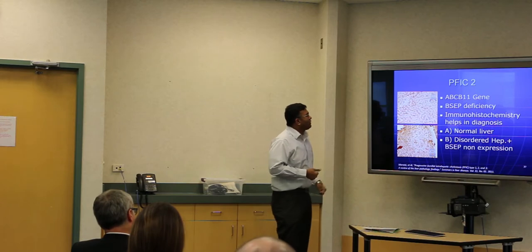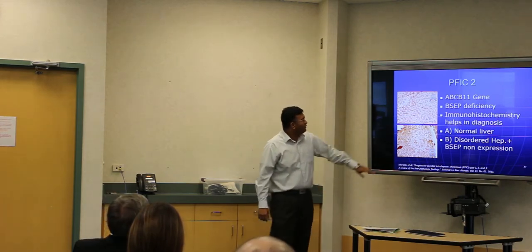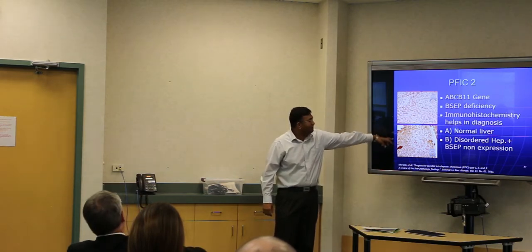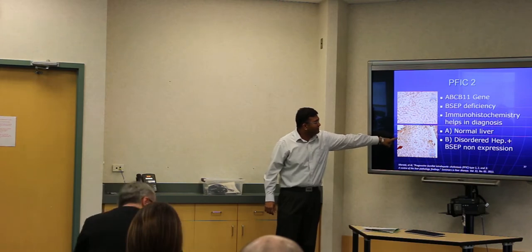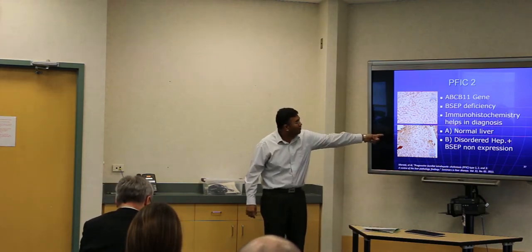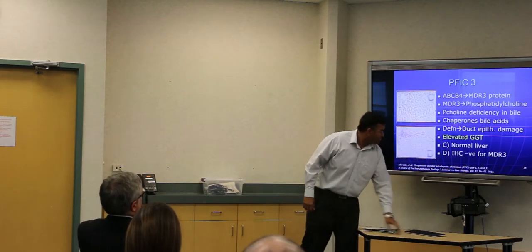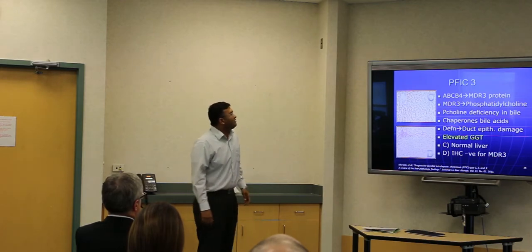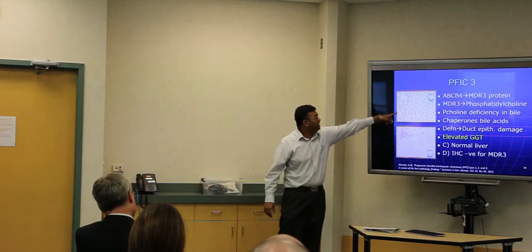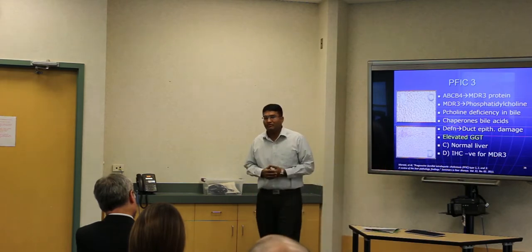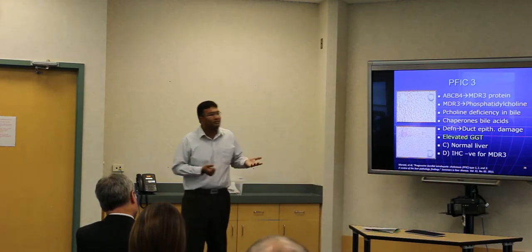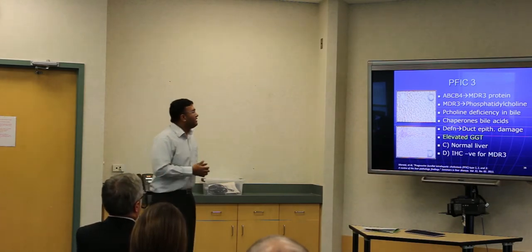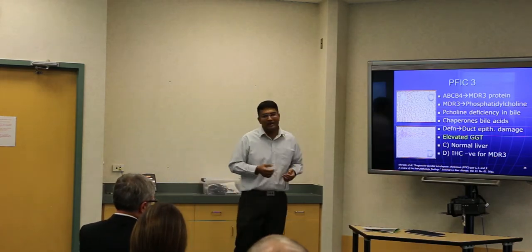Now in another patient who has PFIC2, you don't see the normal brownish staining pattern. And you can see the disordered structure of the hepatocytes and canaliculi here. Similar to what you would see in PFIC3, where the defect is in MDR3, and up there you see a normal liver which is staining for MDR3. The basic defect in PFIC3 is in ABCB4, which encodes for MDR3, which is associated with the transport of phosphatidylcholine into the bile. And there's a phosphatidylcholine deficiency in the bile.